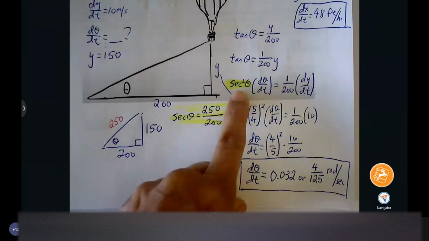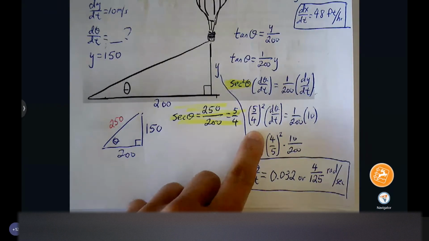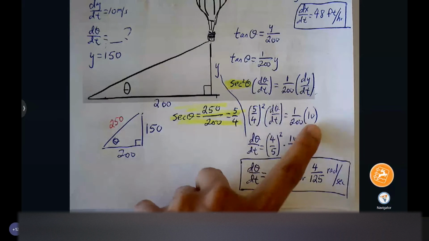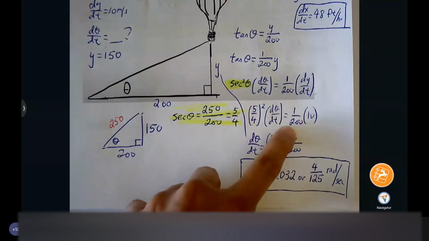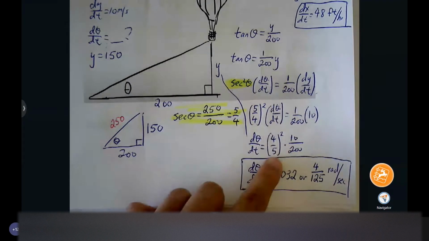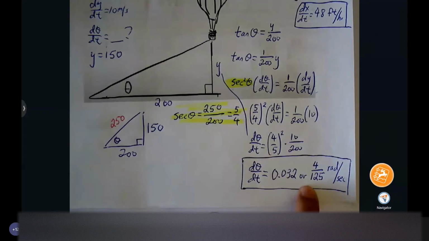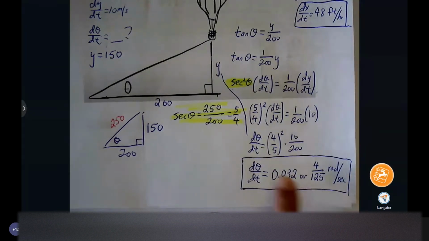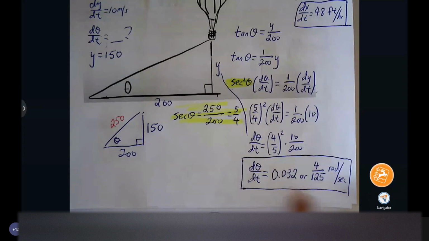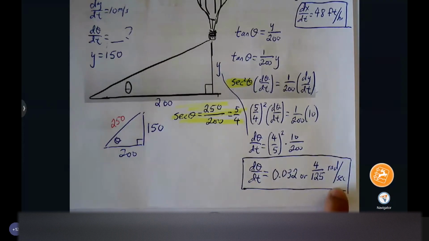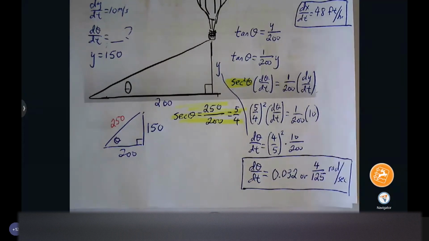Secant gets replaced with 5/4. We're squaring that. dy dt gets replaced with 10. We divide the 5/4 over to the other side, make it 4/5 squared. Use a calculator, either 0.032 or 4/125. We're dealing with the rate of change of angle measure, so it's radians per time unit. Okay, questions here.